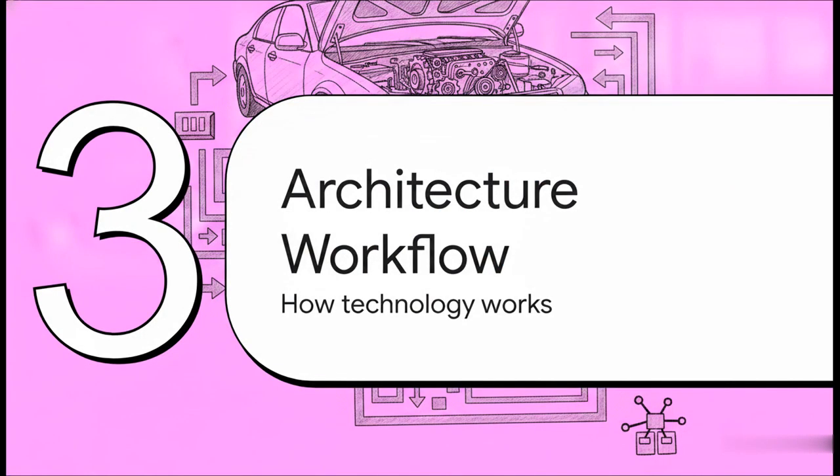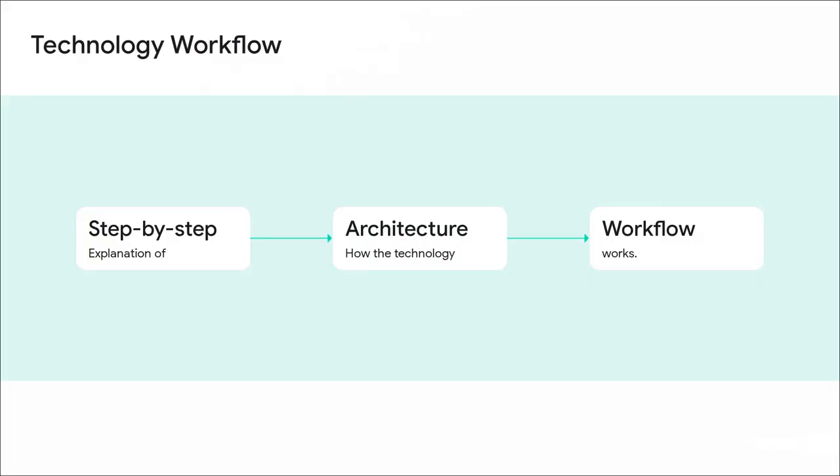Next up, Section 3, Architecture and Workflow, the engine room. Now let's open the hood and see how this engine actually operates. The workflow relies on a beautifully logical three-step process. Step 1 is receive input data, where your raw prompt is broken down into digestible pieces of data called tokens. Then, Step 2, process through architecture.